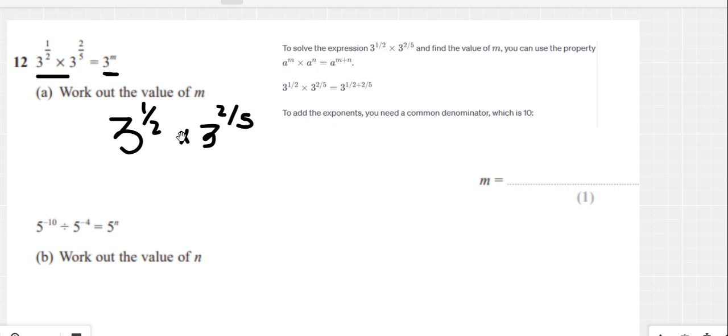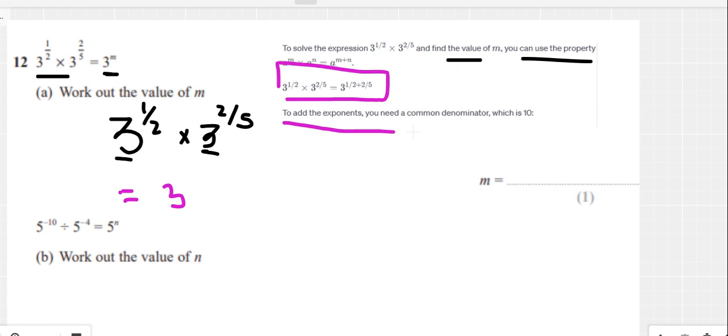Okay, so to solve this question we will use the rule here. I already wrote it before. To find the value of m, you can use the property that when the bases are the same, and the base here is 3 with exponents 1 over 2 and 2 over 5, we can just write the base once, which is 3, to the power of 1 over 2 plus 2 over 5. To add the exponents you need to make a common denominator, which is 10.